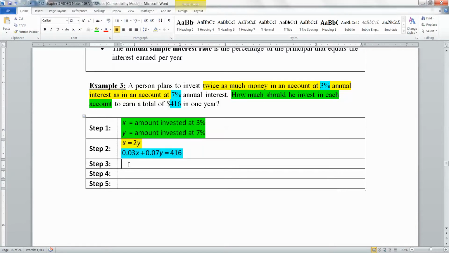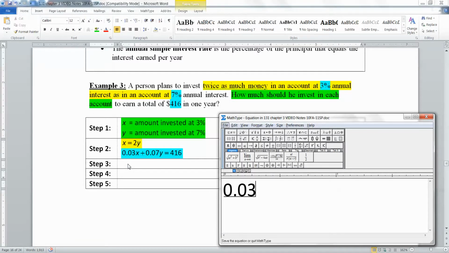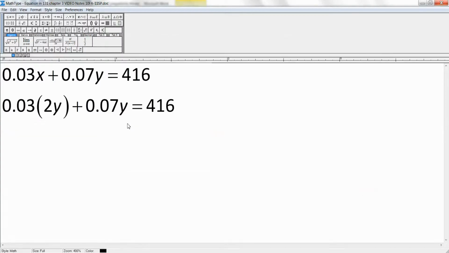Once you have those two equations, then you just have to solve them, right? And that's not actually that hard, because you have two different algebraic methods at your disposal. You could solve them using elimination or substitution. Now the easiest thing here is going to be substitution, because you can see X is already solved for. See how it's X equals 2Y? So that means I could very easily substitute. Instead of putting X, I could put 2Y plus 0.07Y. That's got to be equal to 416. Substituted right there.